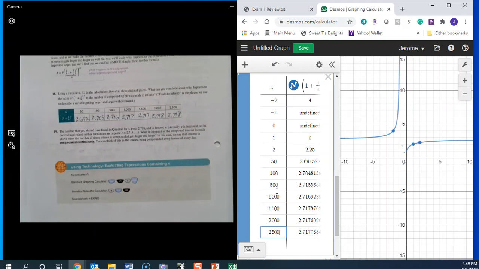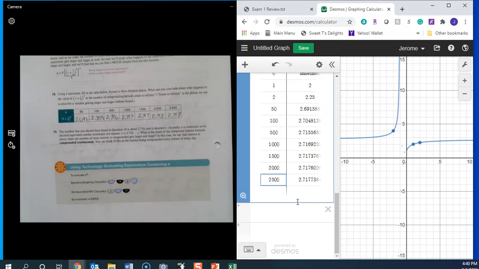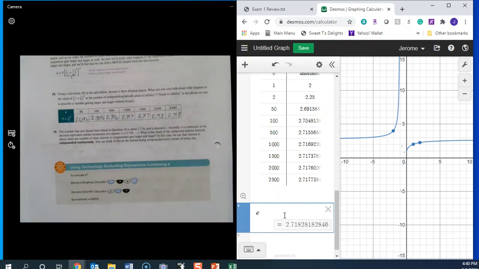Now it says here the number that you should have found in question 18 is about 2.718 and is denoted E. Actually, E is irrational. Now listen, on your calculator, whether you're using Desmos or the TI calculator, if you type in the letter E it is equal to something. Now in the TI calculator, let me show it to you, because some of you are using the TI calculator.